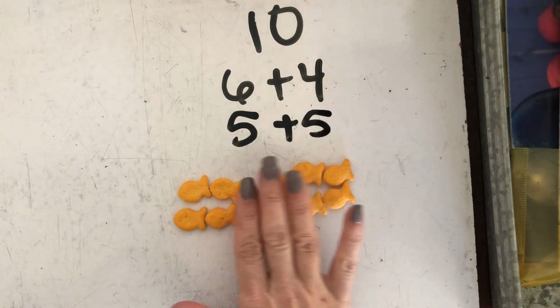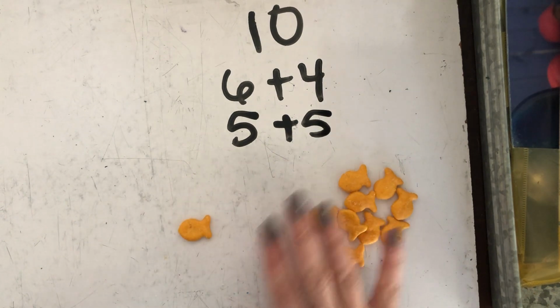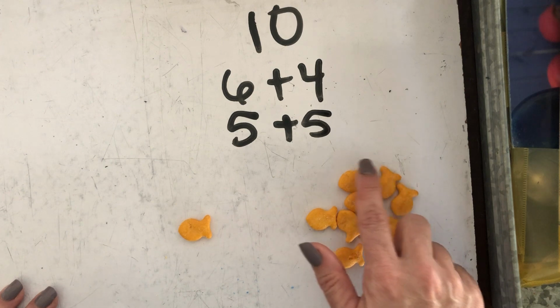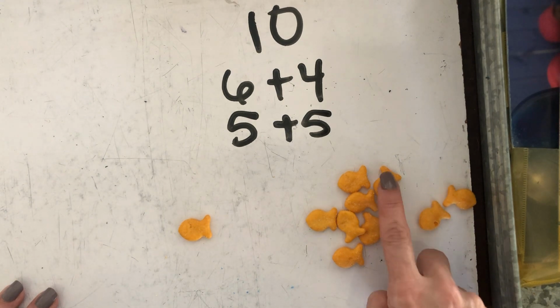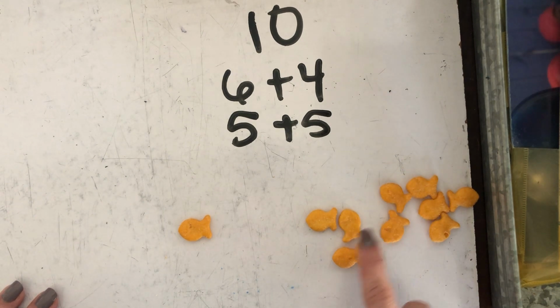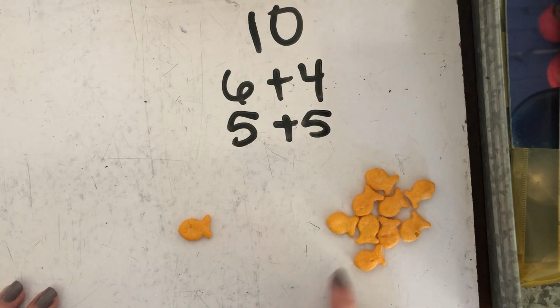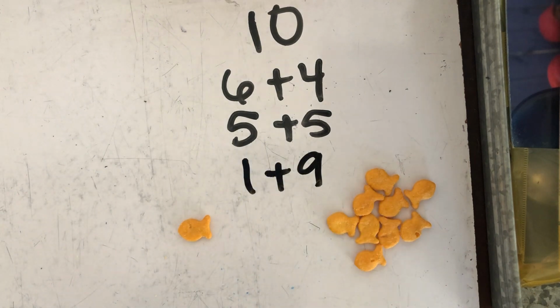So many different ways. I could take one here and put the rest of them over here. Ooh, what is that? Is that 9, you think? Let's see. 1, 2, 3, 4, 5, 6, 7, 8. Oh, I lost count. What can I do to count it better? Oh, I can move them over. 1, 2, 3, 4, 5, 6, 7, 8, 9. That way, when I moved them, I made sure I counted them. So 1 plus 9 equals 10.